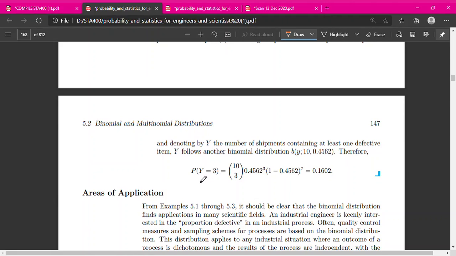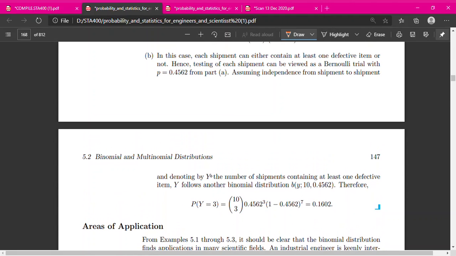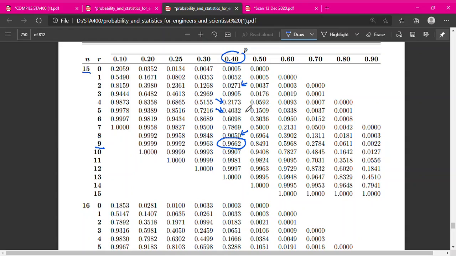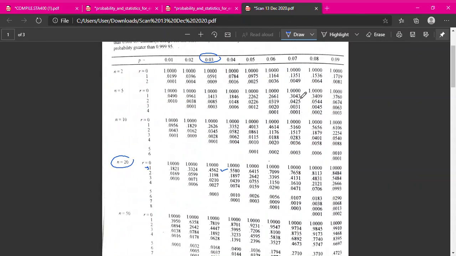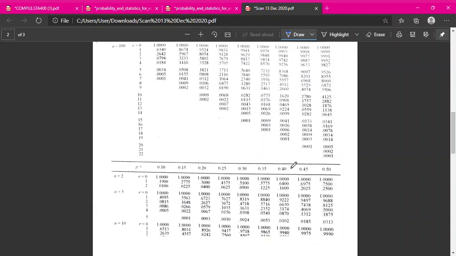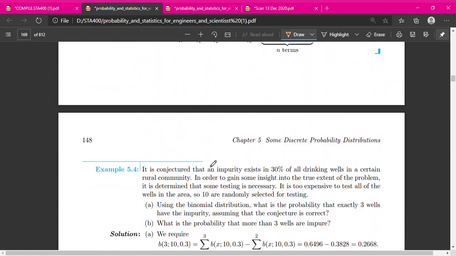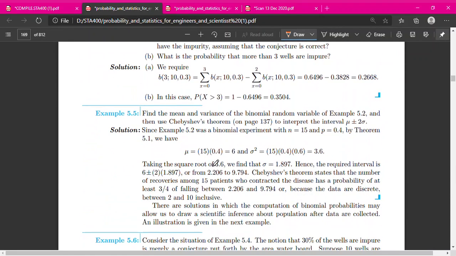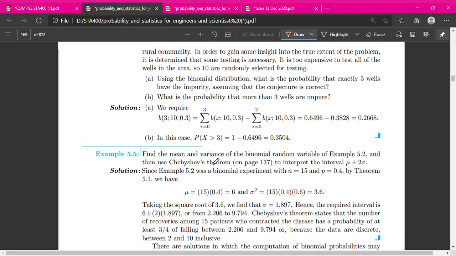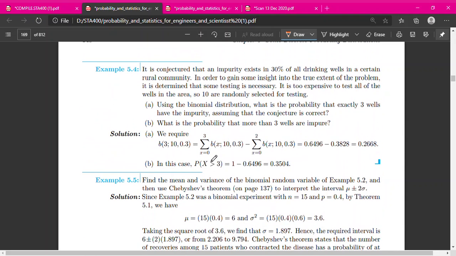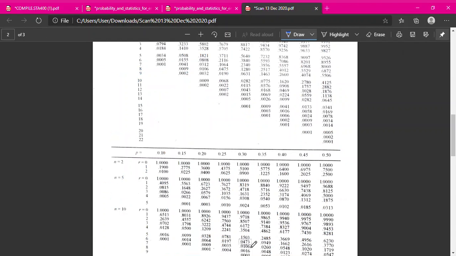Kalau yang ni tak boleh lah sebab dia punya P tu 0.04562 ni memang tak ada dalam table mana-mana pun. Sebab tahu kalau table you, P dia 0.4, 0.5 dan 0.6 macam tu. Dia tak ada yang 0.04 sehingga for 4 dia punya P tu tak ada lah. Kena buat manually. Okay, ini contoh. Saya nak buat contoh yang P 0.3 and N 10.